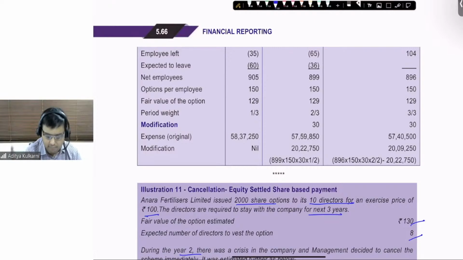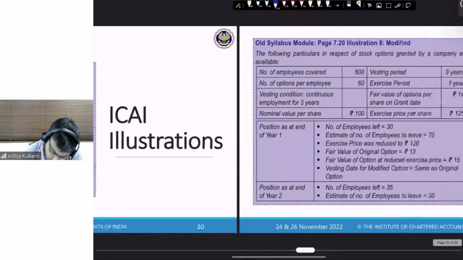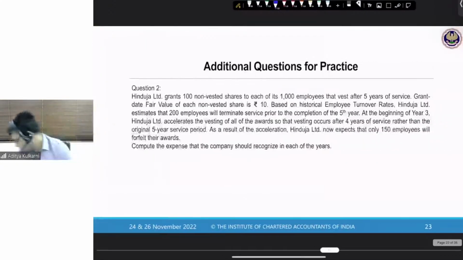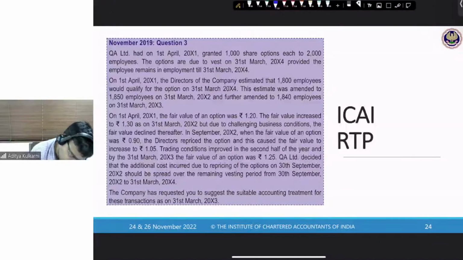Okay, so my sincere request to you is please try this one question today. Slide number 20. This one question, I want you to try it today. November 2019 RTP question. Just try this today. Tomorrow, later part of the standard, means tomorrow I start with EPS. Later part, that means towards the end of tomorrow's class, I will extend a little bit. That time I will be discussing this question.